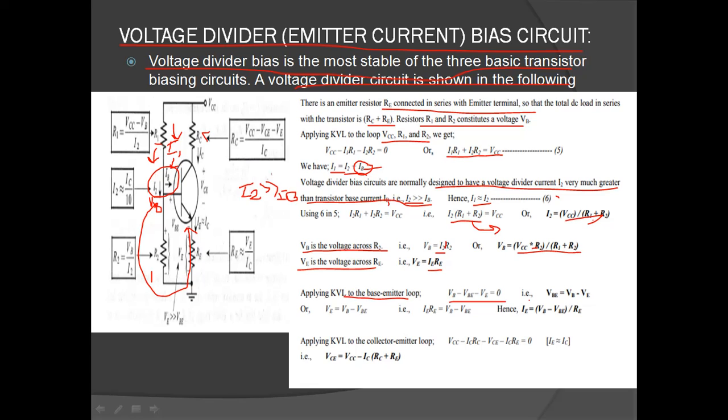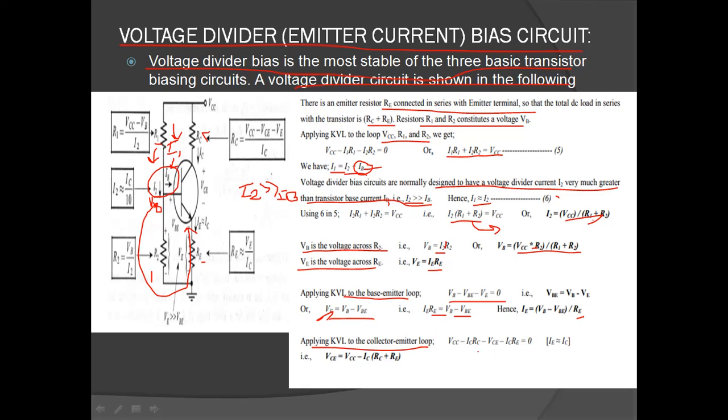So you have VBE is equal to VB minus VE, or VE is equal to VB minus VBE. When you substitute VE is equal to IE RE, you get IE RE is equal to VB minus VBE. Hence the emitter current is VB minus VBE, the base voltage minus the base emitter voltage, divided by RE.